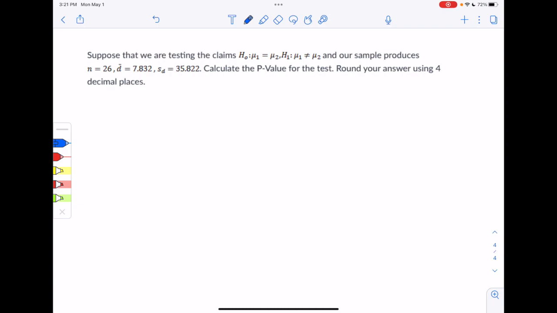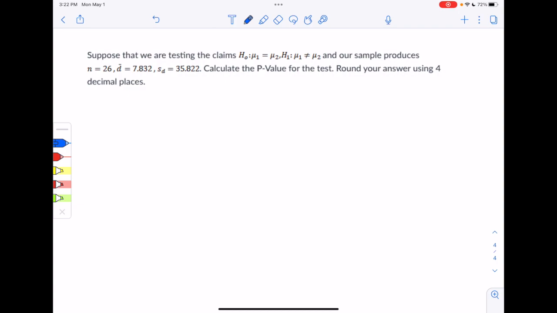Suppose that we're testing the claims H0 is that mu1 equals mu2, H1 is that mu1 does not equal mu2, and our sample of size 26 produces an average distance, d bar, of 7.832, and the standard deviation of our differences, S sub d, is 35.822, and they want us to calculate the p-value for the hypothesis test and round that to 4 decimal places.